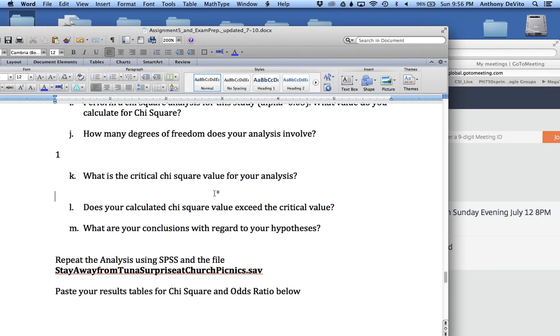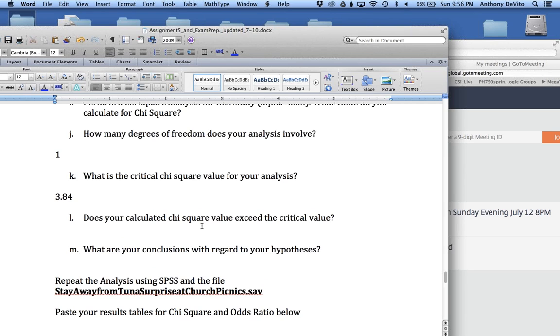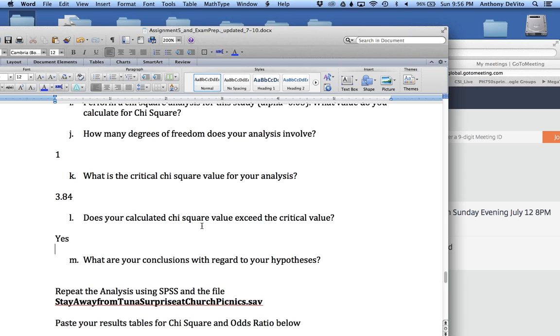Okay, so what's the critical value? What's the critical value for chi-square? For 1 degree of freedom, it's 3.84. Does your calculated chi-square value exceed the critical value? Well, you want to know something. We only did one cell, and that one cell came out to be 5. And that's all we needed. We know that when we added the other numbers, it'd be even greater than 5. So yes, we exceeded the critical value, even though I didn't calculate the rest of them.